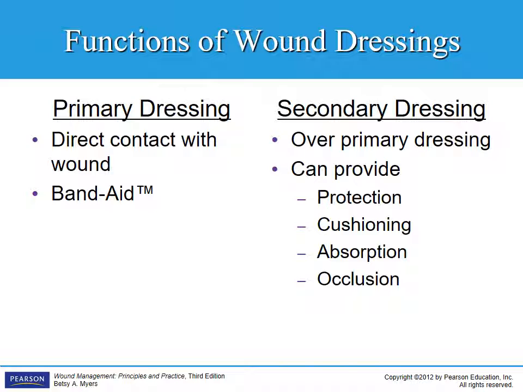A secondary dressing is something that goes over the primary dressing. It can provide protection, cushioning, absorption, occlusion. It can provide a number of things. So if, for example, my primary dressing is a 4x4 gauze pad, then my secondary dressing can be gauze that's wrapped over the top of it. Or it can be a type of foam if I've got a lot of drainage and I know that gauze is going to be overrun by drainage. It can be a foam dressing that goes over the top of that. That can be a secondary dressing.